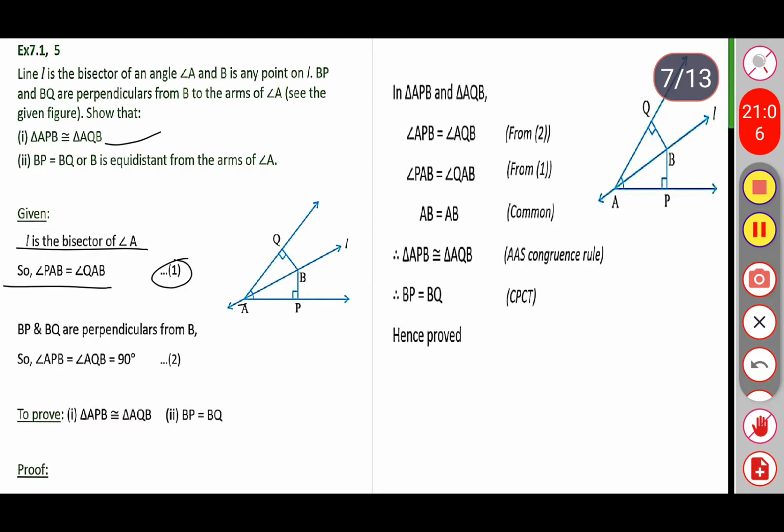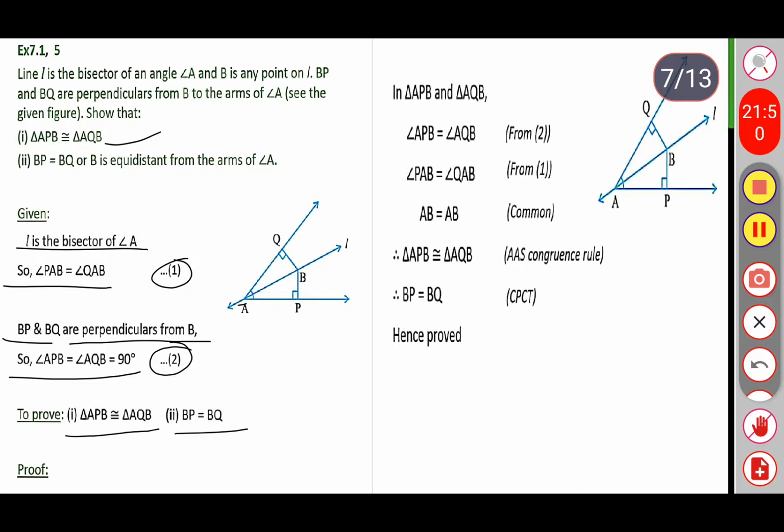Next one, BP and BQ are perpendicular from point B. B is any one point which is lying on the line L, right? From that point we draw two perpendicular lines, BP and BQ. BP is perpendicular to AP and BQ is perpendicular to AQ. So consider that one as the second equation. Next one, what do you have to prove here? Triangle APB is congruent to triangle AQB, and second one is BP is equal to BQ.